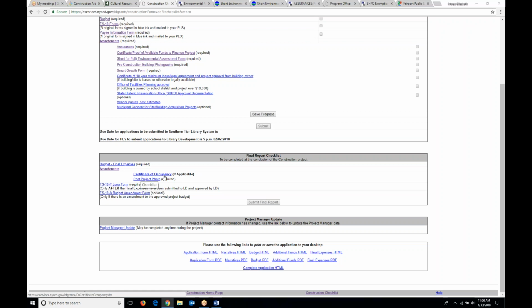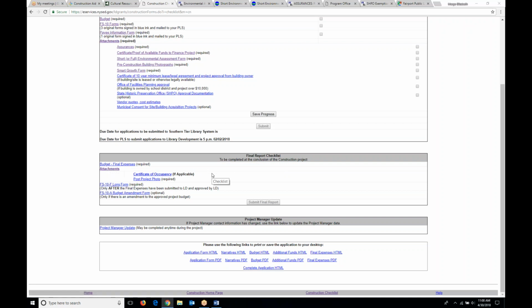You also have a certificate of occupancy that you'll need to upload if this is a new building. On occasion, if you have a phased construction project that ends in a new building, sometimes the state gets confused and asks for a certificate of occupancy before that phase of the construction project is complete. So we just have to give them a little reminder. Everything's fine. There is a place in your application form to indicate whether you believe that the end of the project will require a certificate of occupancy.